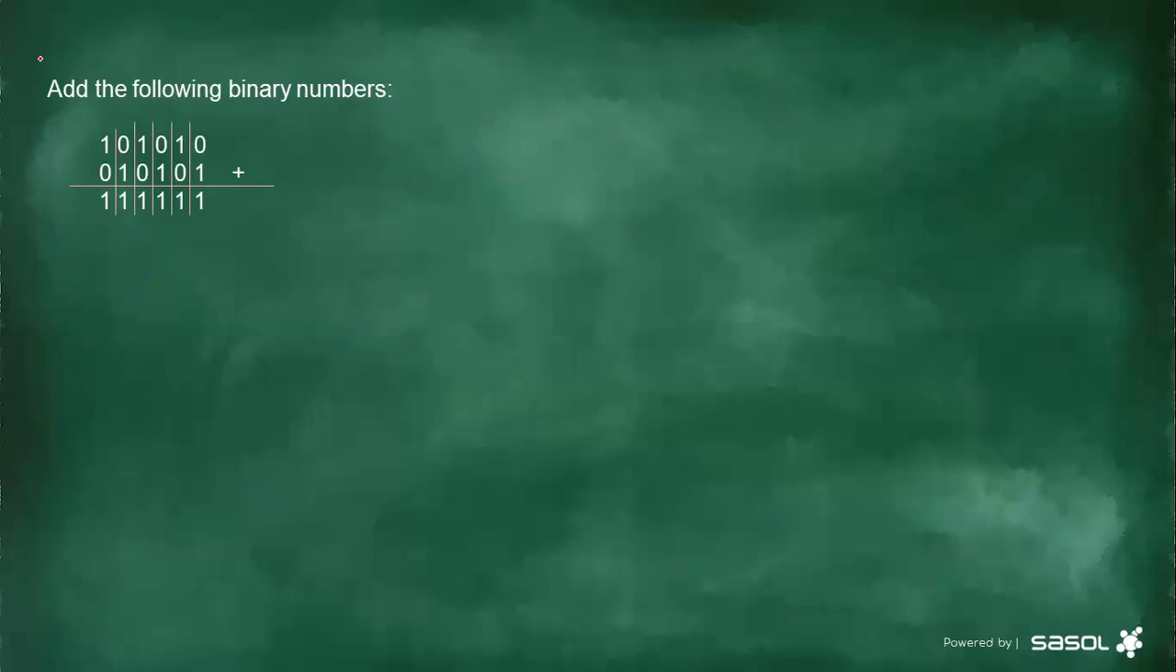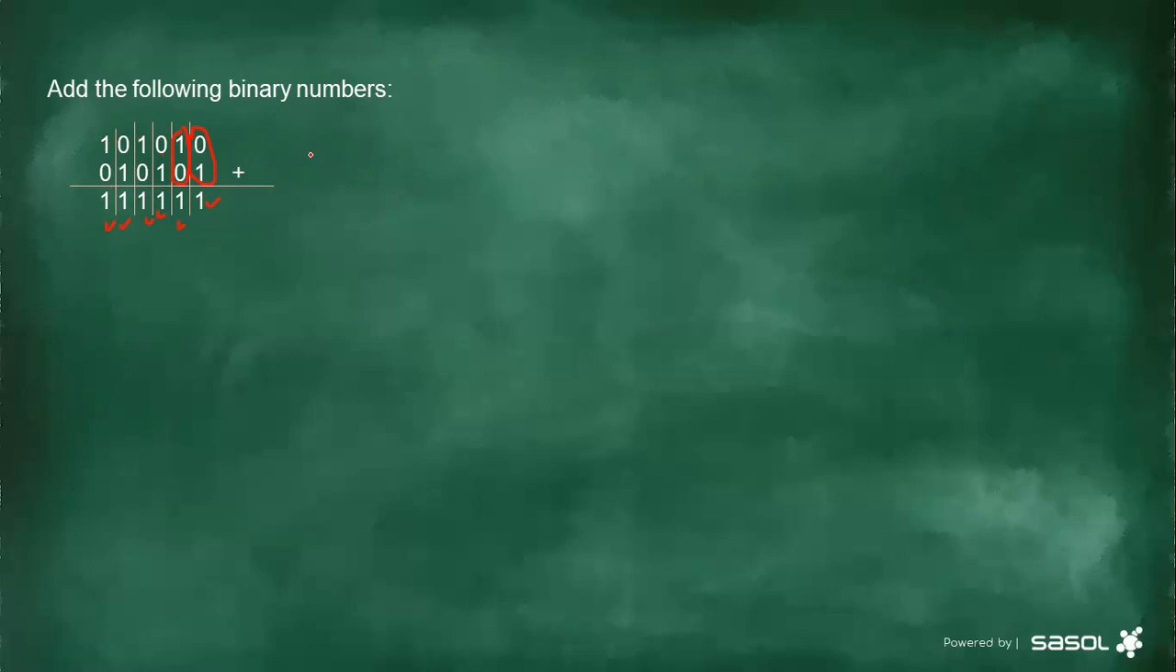All right. Add the following binary numbers, and then we'll be having this first. This one, you add the 2, which is 0 plus 1, it gives us 1. That is the first one. Then you add the second one, 1 plus 0 gives us 1. Then 0 plus 1 gives us 1. 1 plus 0 gives us 1. 0 plus 1 gives us 1. And then 1 plus 0 gives us 1.